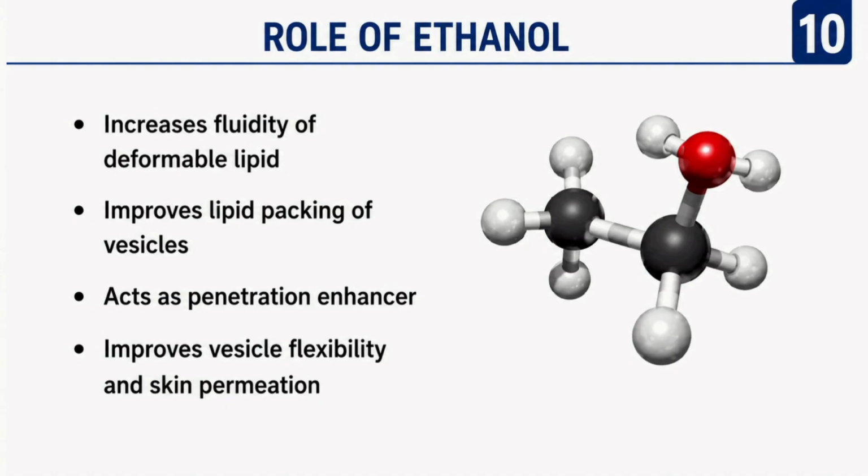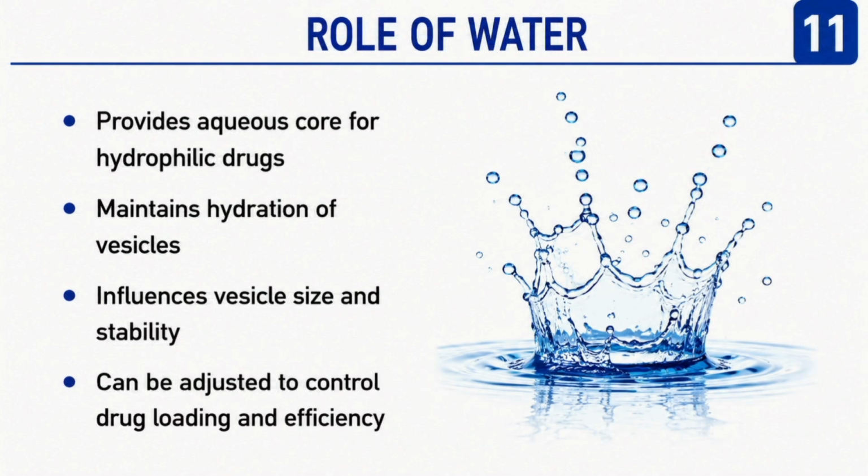However, the ethanol concentration must be carefully optimized. Too little ethanol may not provide sufficient flexibility or penetration enhancement. Too much ethanol may destabilize the vesicle, alter the membrane integrity, increase the evaporation or potentially cause skin irritation also. Therefore, the ethanol represents both the strength and one of the formulation challenges of the ethosomes, right?